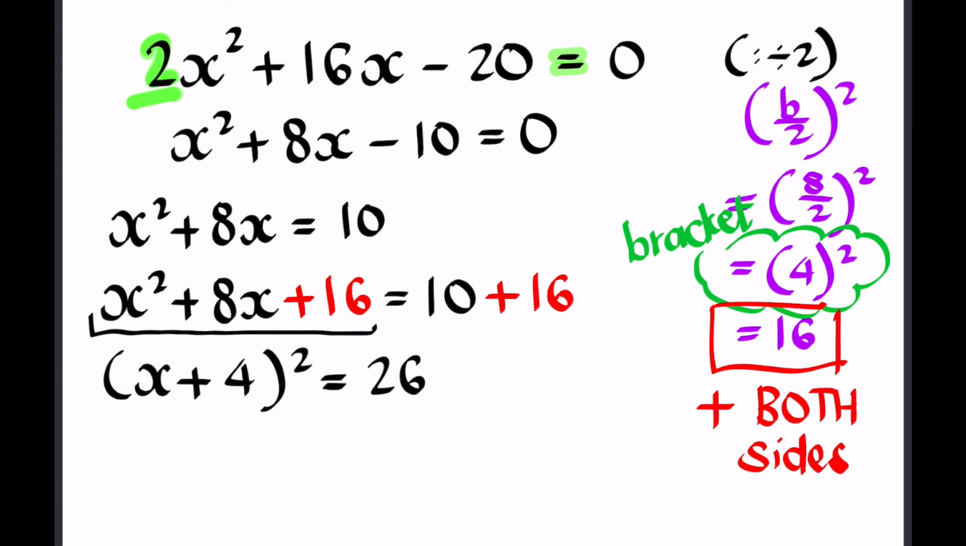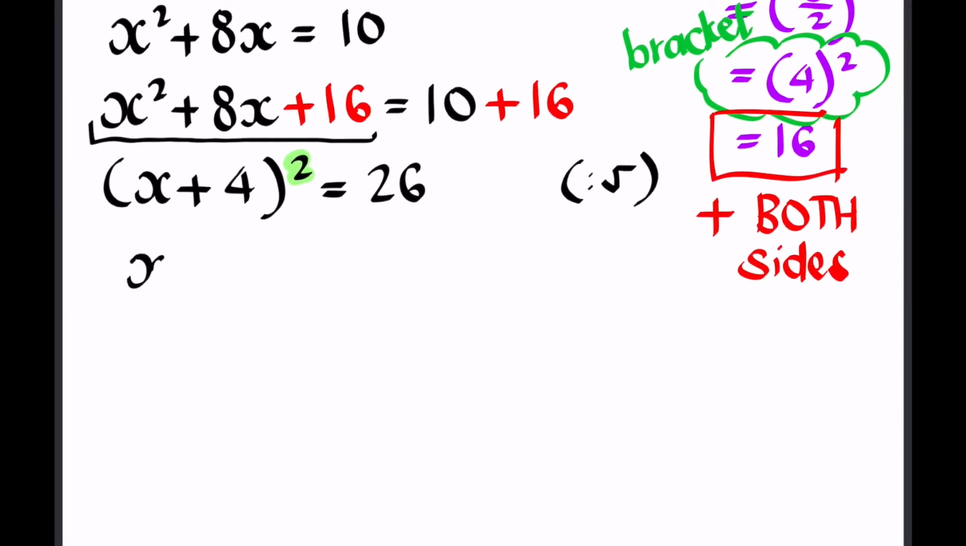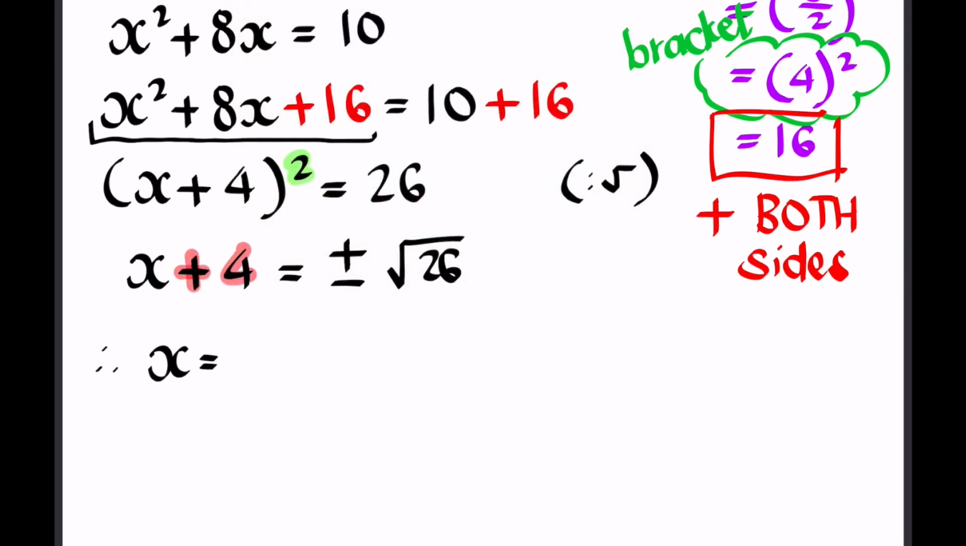I want to solve this, which means that I need to get rid of that square, which means I'm going to square root both sides. Remember, when I square root both sides, I have a plus minus answer. So I get x plus 4 equal to plus minus the square root of 26. So therefore, x is equal to, so I'm going to just do the short version, the positive 4, when it goes across, now becomes negative 4, and then plus minus the square root of 26.